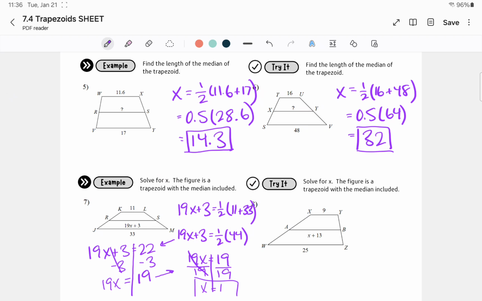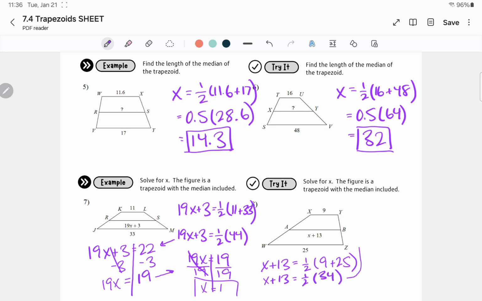All right, so just to make this a little bit nicer, I'm going to start over here and see if that helps. So we have x plus 13. That's equal to half the sum of our two bases of 9 plus 25. And now let's copy everything else down and then do the parentheses. So x plus 13 equals 1/2. And now 9 plus 25 is 34.